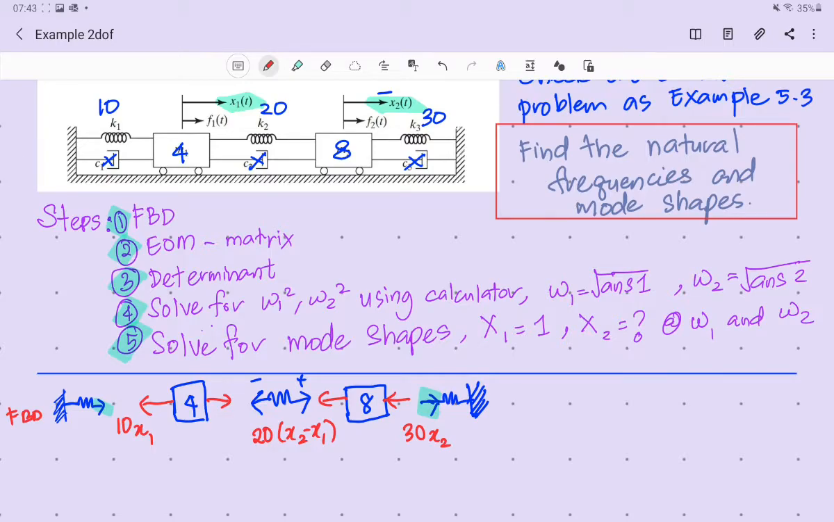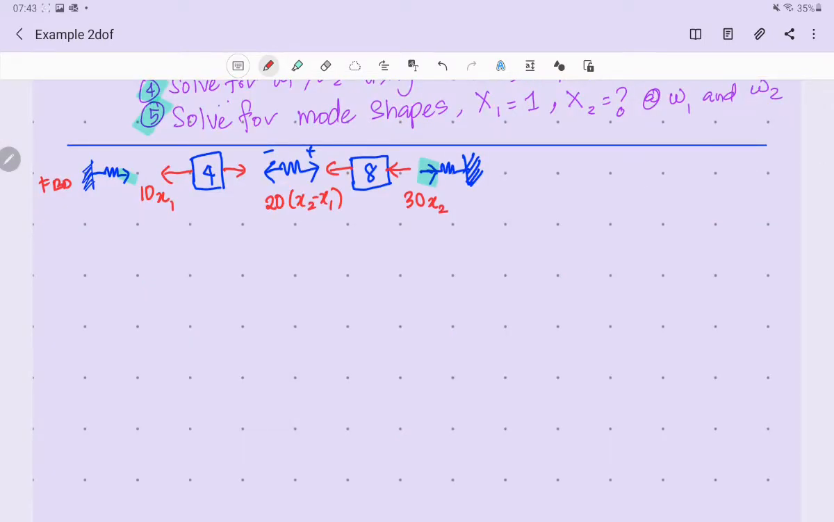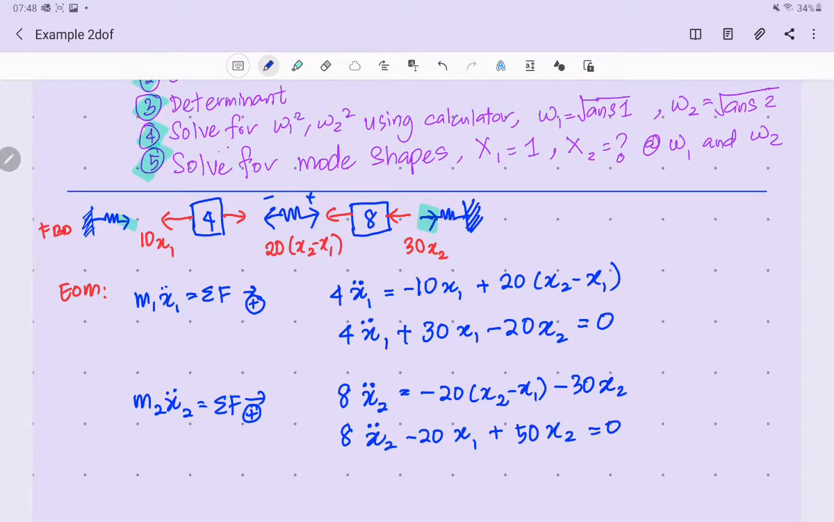Now we want to build up the matrix. Before we build up the matrix, we have to write the equation of motion for both M1 and M2. So I've written the EOM here. Basically the first equation, you can see that you have to write for the first mass, which is this one, M1 x double dot 1 equals the summation of forces.